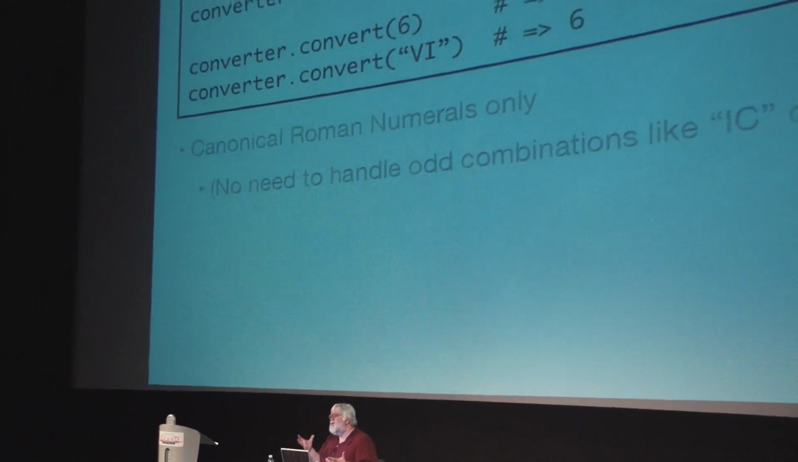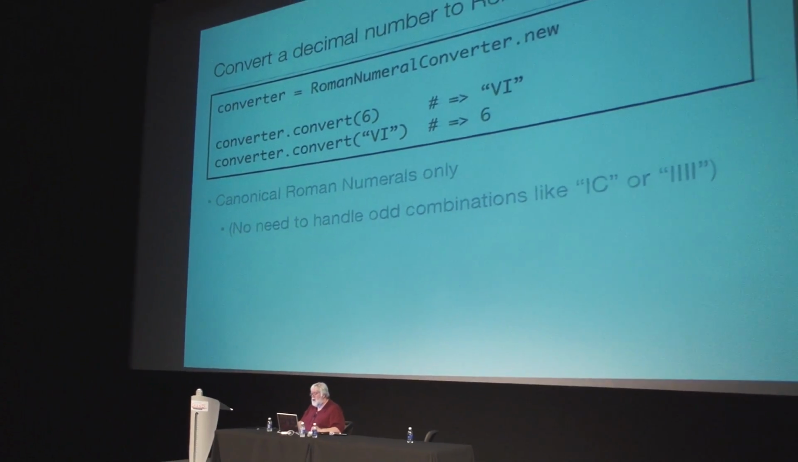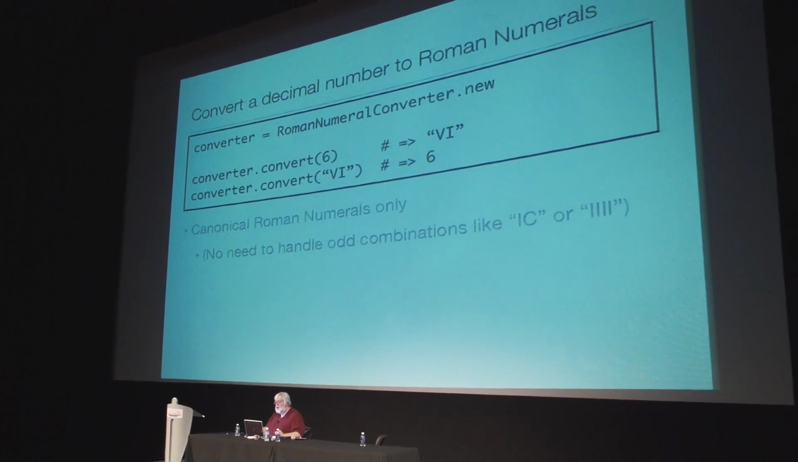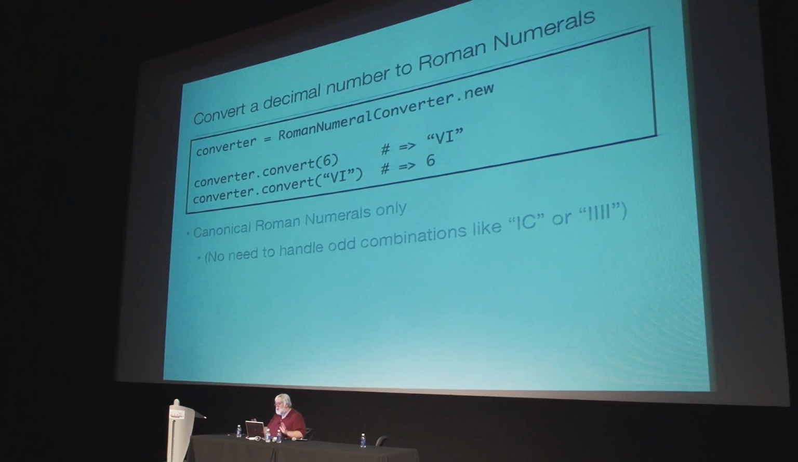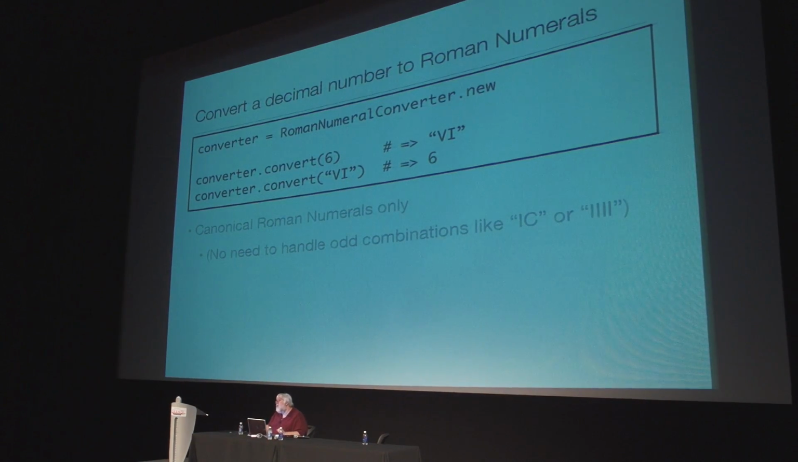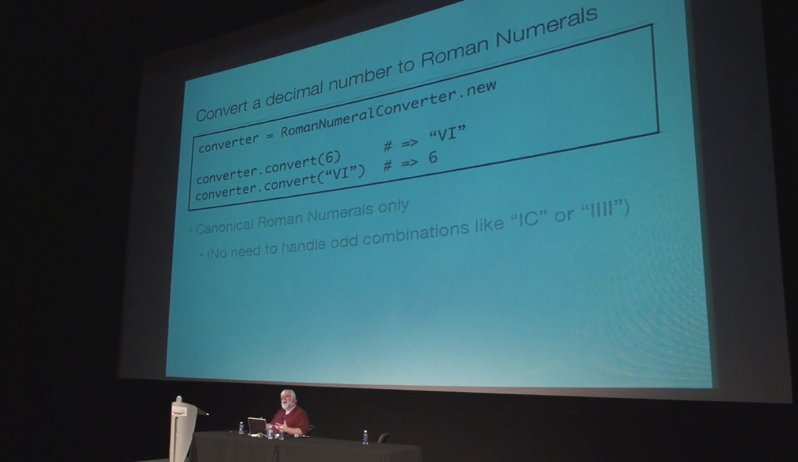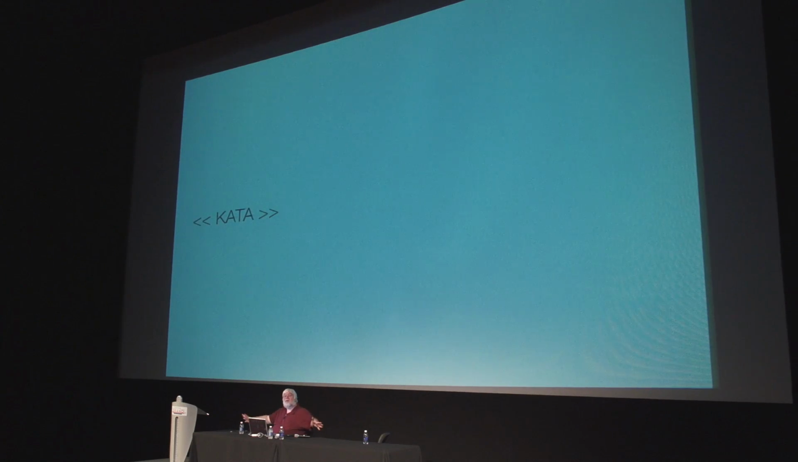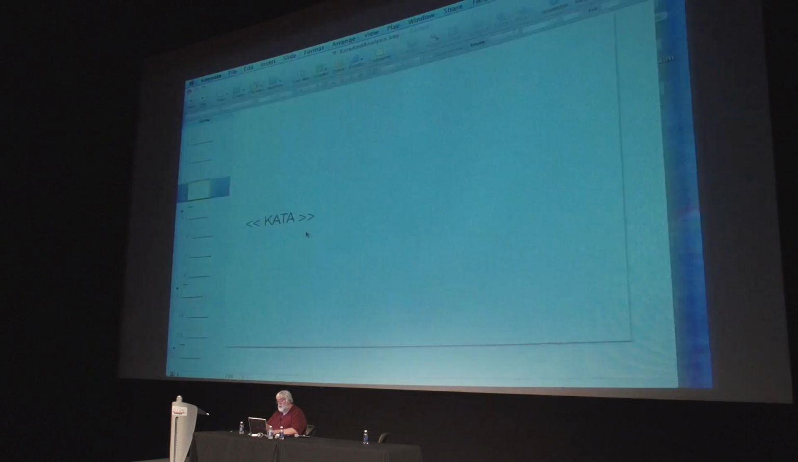Just a note here, we're only worrying about the canonical Roman numerals. We're not going to worry about weird things like an IC. That's kind of non-canonical. So we just have to worry about the regular things, and that's all the scope is for this. Now, of course, if you ever have to write a production Roman numeral converter, I'm sure someone has, right? You might want to handle these corner cases, but we're not going to worry about that. So, without further ado, we are going to start our code kata.